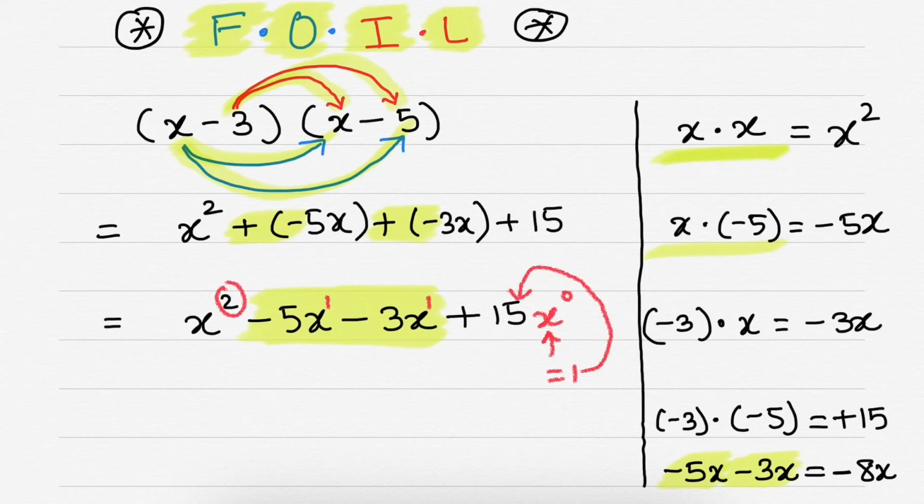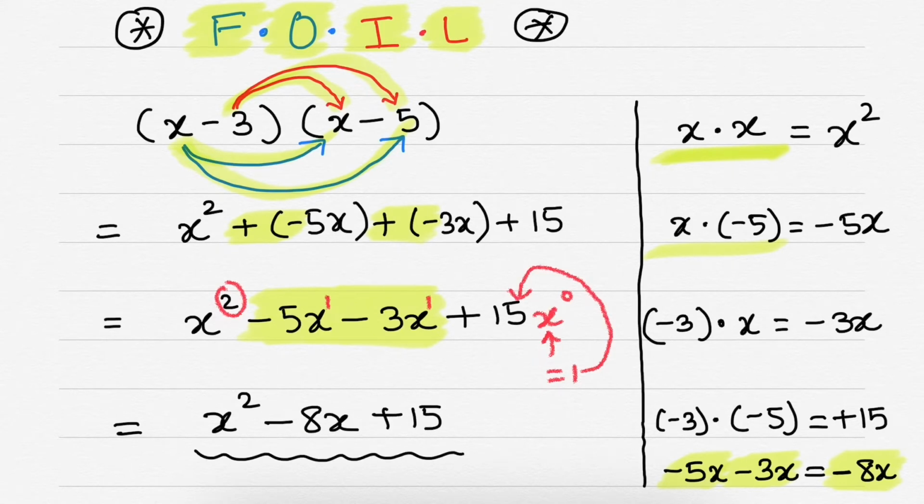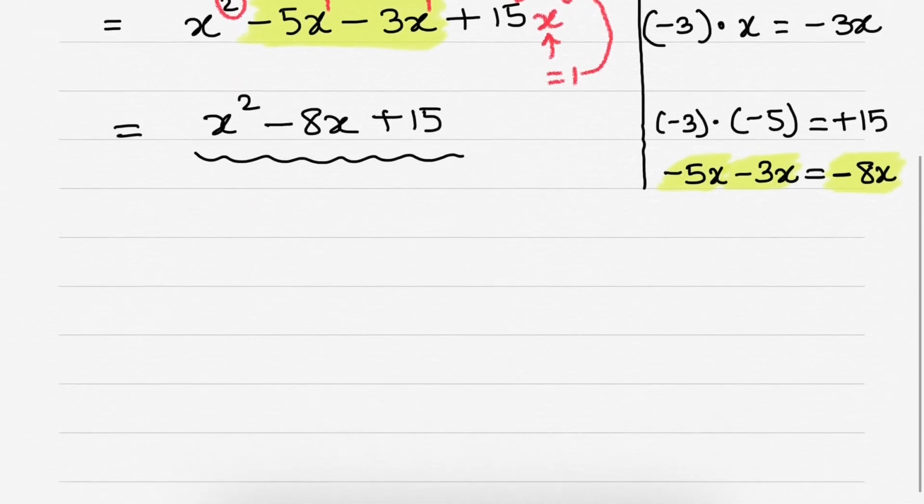So that is our term that will come, that will replace -5x and -3x. So the simplification of this is x square minus 8x plus 15. So this is our answer. This is basically multiplying x minus 3 and x minus 5. Let's go ahead and take another example. So we'll move forward to the next screen.